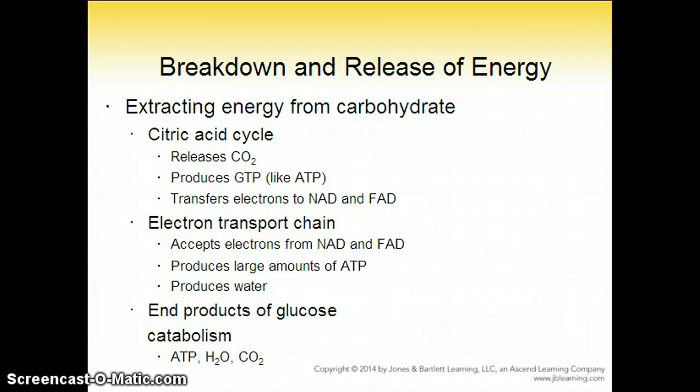The electron transport chain produces more ATP than the other catabolic pathways. The final step in glucose breakdown is a sequence of linked reactions that take place in the electron transport chain. And the end product of glucose catabolism is ATP, water, and carbon dioxide.